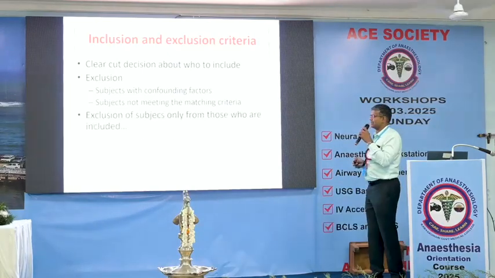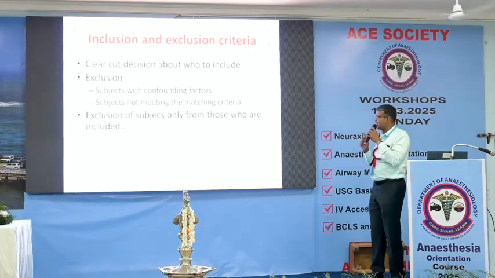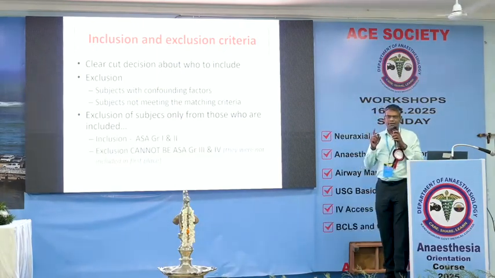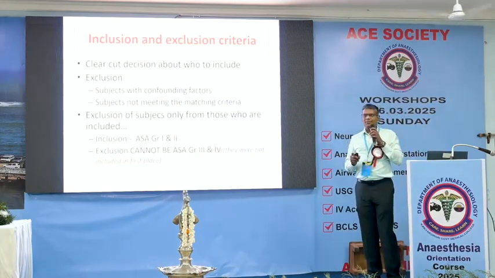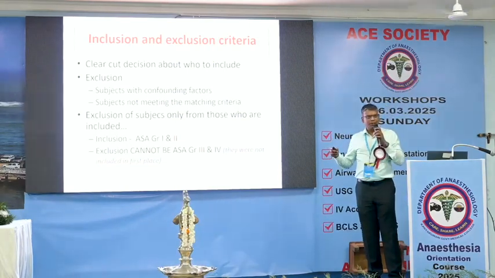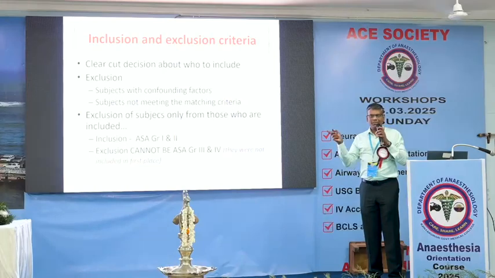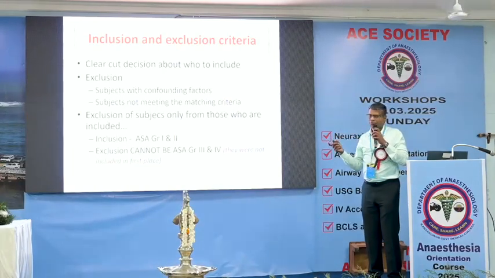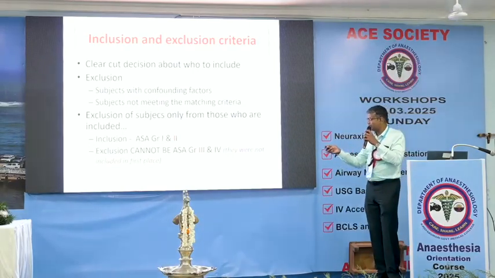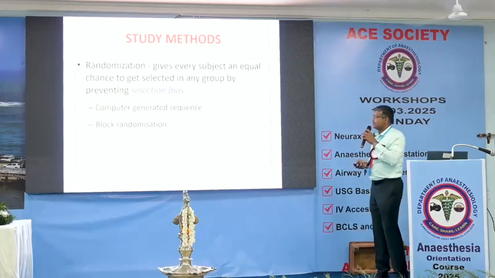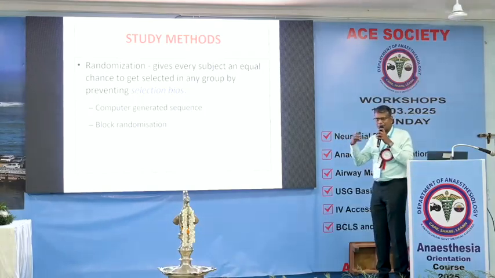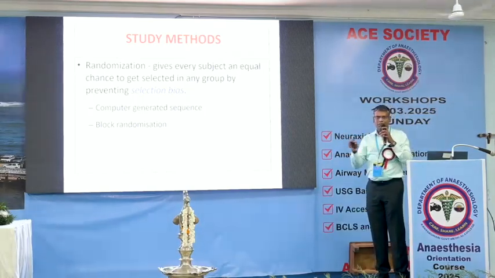But one thing we have to understand is that exclusion of subjects is only from those who are included. For example, if your inclusion states that you are including ASA grade 1 and 2 patients, it means that you cannot exclude grades 3 and 4 because they were never included in the study. Only within ASA grades 1 and 2, if there are any other problems which are going to influence your result, only then are we going to remove them. But once you have included ASA grades 1 and 2, you cannot say that you exclude grades 3 and 4. Next comes the study methods proper. Once we talk about methods, once you start recruiting the patients, you ensure that they are equally divided between the groups.